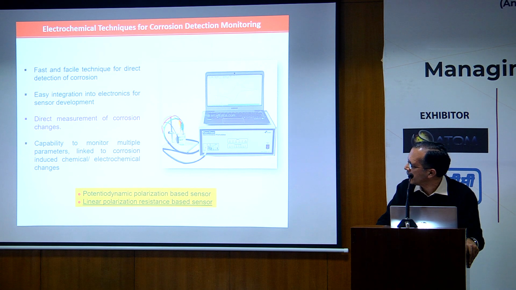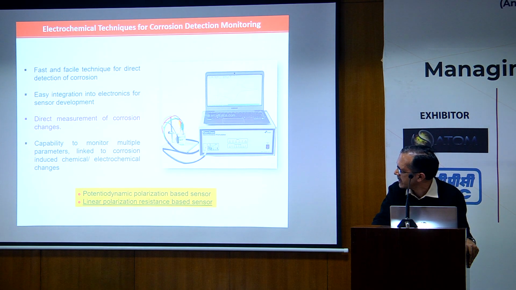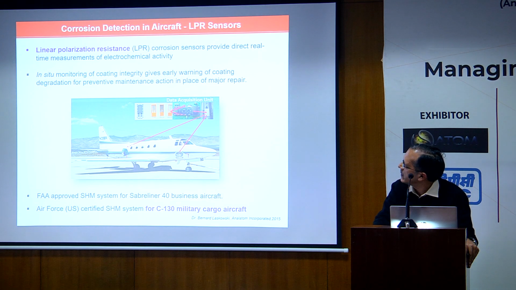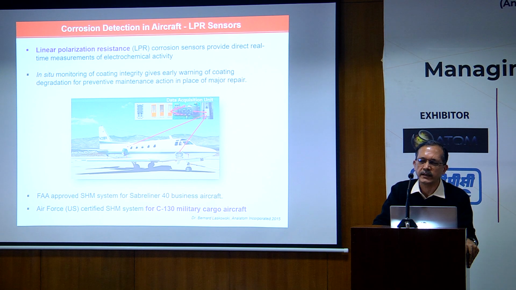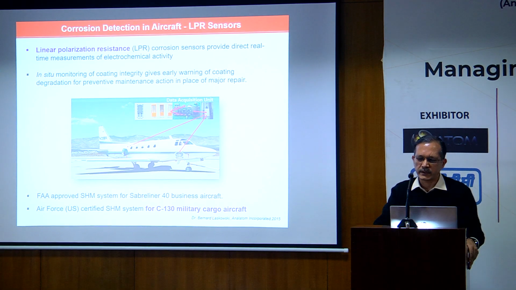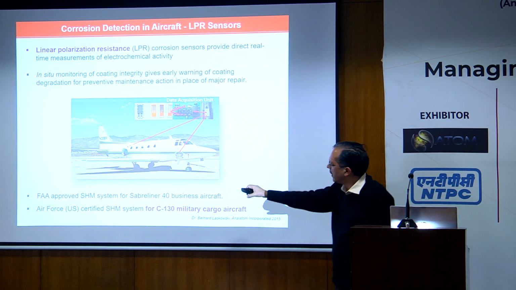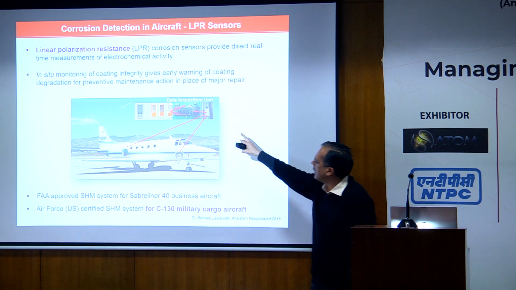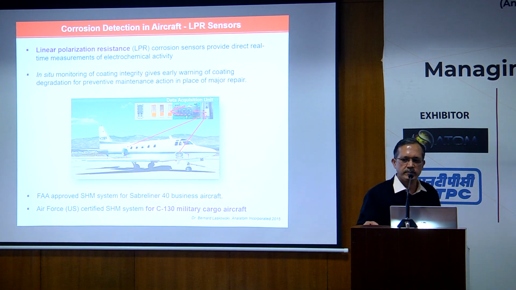So the two most important techniques or sensors which are based on this principle are the potentiodynamic polarization based sensors and the linear polarization resistance based sensors. This is the linear polarization resistance sensor, wherein it provides the real-time measurement of the electrochemical activity in different parts of the aircraft. So the corrosion sensors are fixed in different locations of the aircraft, and they are monitored by using the data acquisition system in the cockpit.